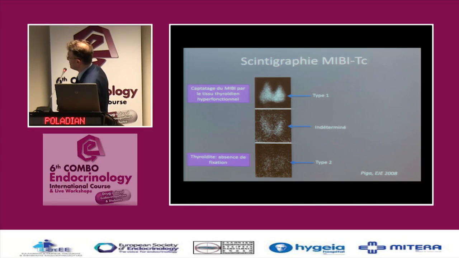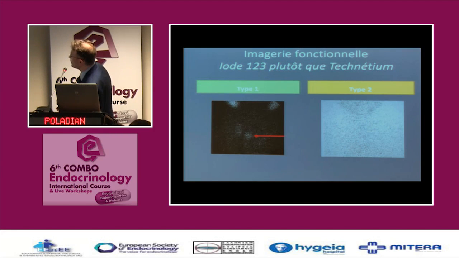Whenever we do a technetium MIBI scintigraphy, in type 1, the thyroid tissue is very hungry to take up all of that. That's why we see this. In thyroiditis, we have the fixation absolutely nil. And this is one that we have to look at further, which is indeterminate type. This was done by Piga in 2008. And whenever we give iodine 123, replacing the technetium, in type 1, we have a small uptake. In type 2, none.